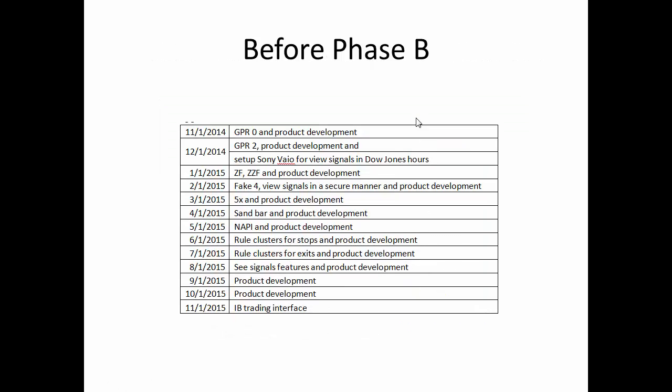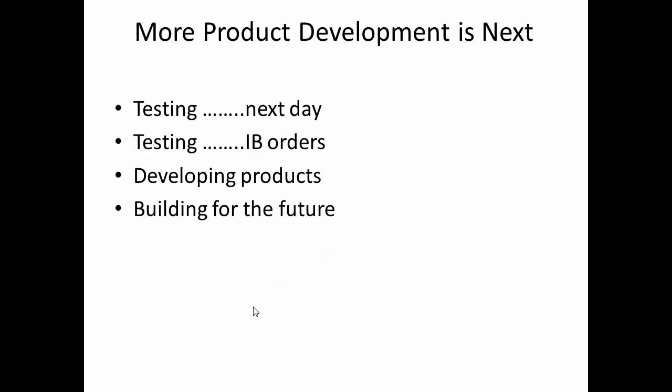And then, getting back to what's going on now, we're over here somewhere. We're looking at rule clusters for stops and exits, and doing product development, and then eventually having the IB trading interface done. And we're looking at having this all done later on this year. And so right now, more product development is next. We're looking at testing next day orders, testing IB orders, developing products, and building for the future.